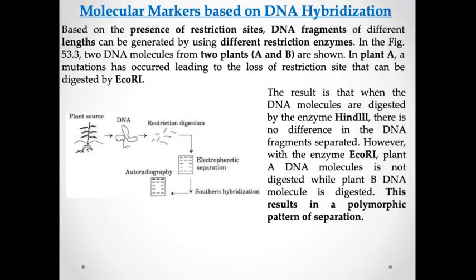Further, this is explained in this diagram with the plant source DNA, restriction digestion, then electrophoretic separation, Southern hybridization, then autoradiography.